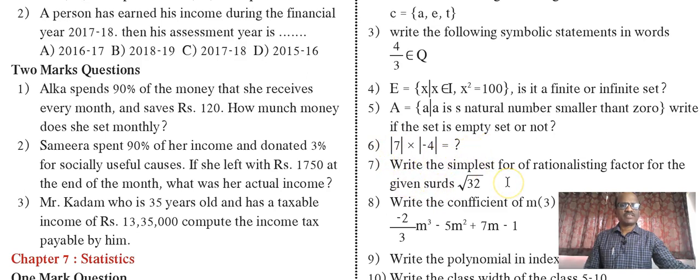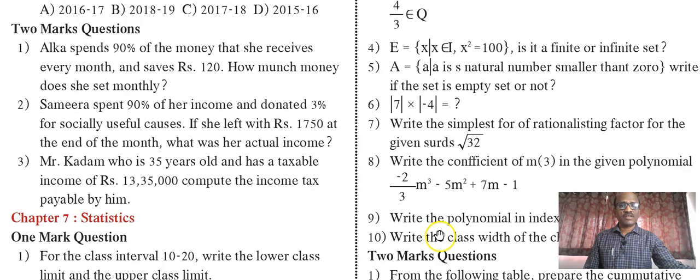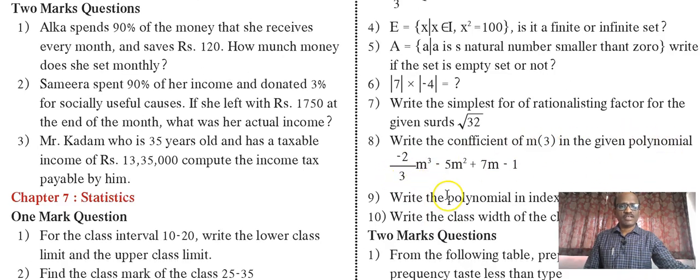Write the simplest form of, that is, the rationalizing factor. What is the rationalizing? That is 16 into 2, that is 4 root 2. Now the rationalizing factor is root 2 here. Write the coefficient of m raised to 3 given in the polynomial. It's minus 2 by 3.